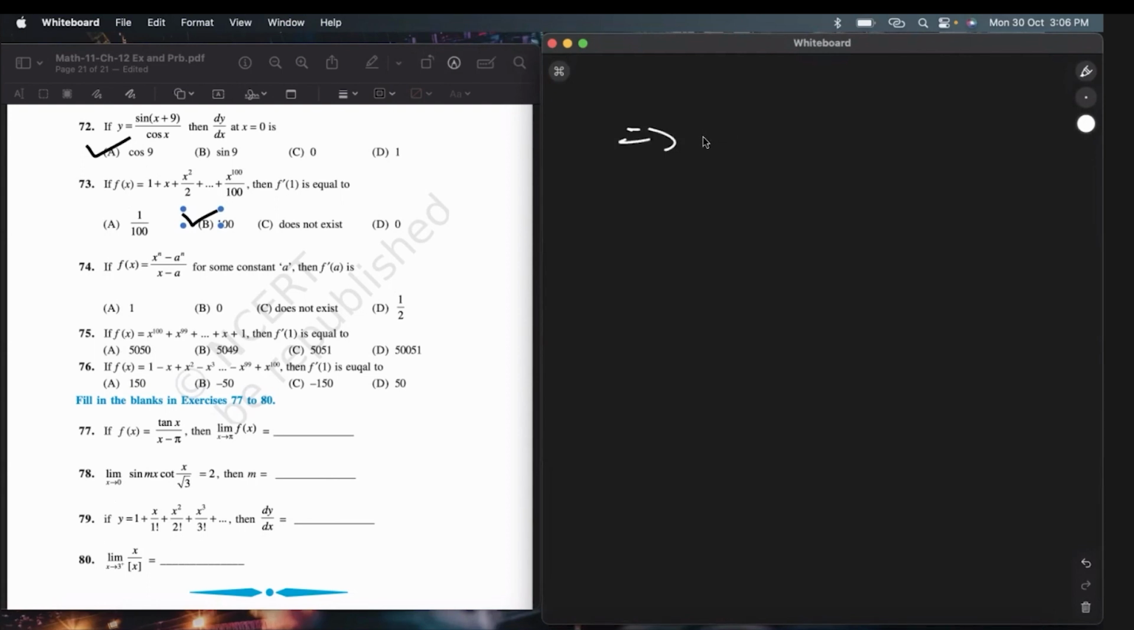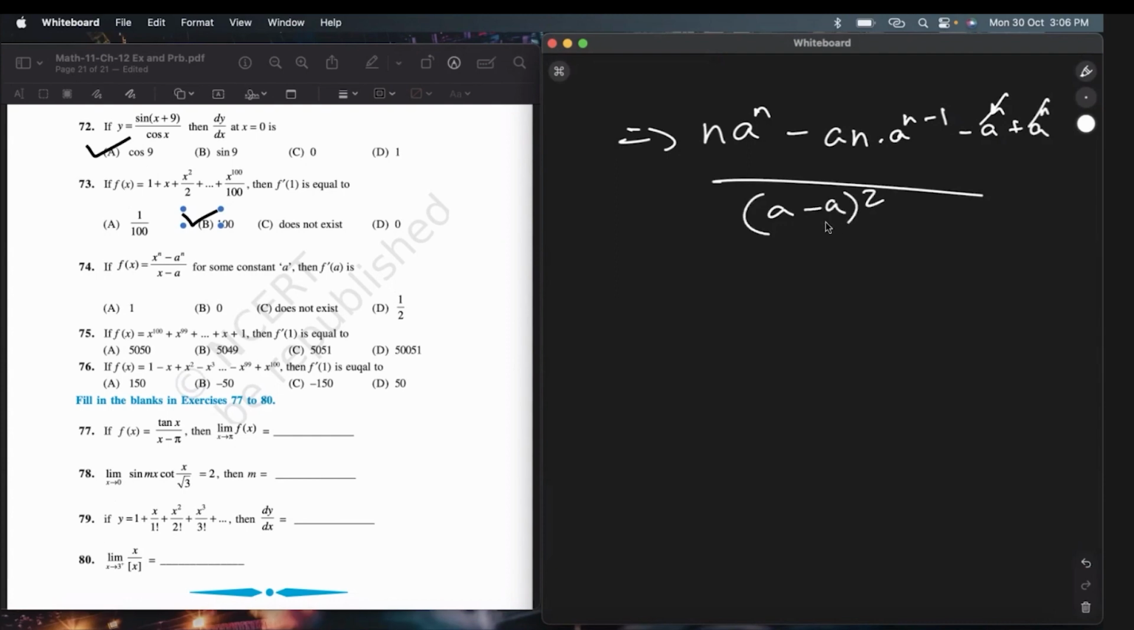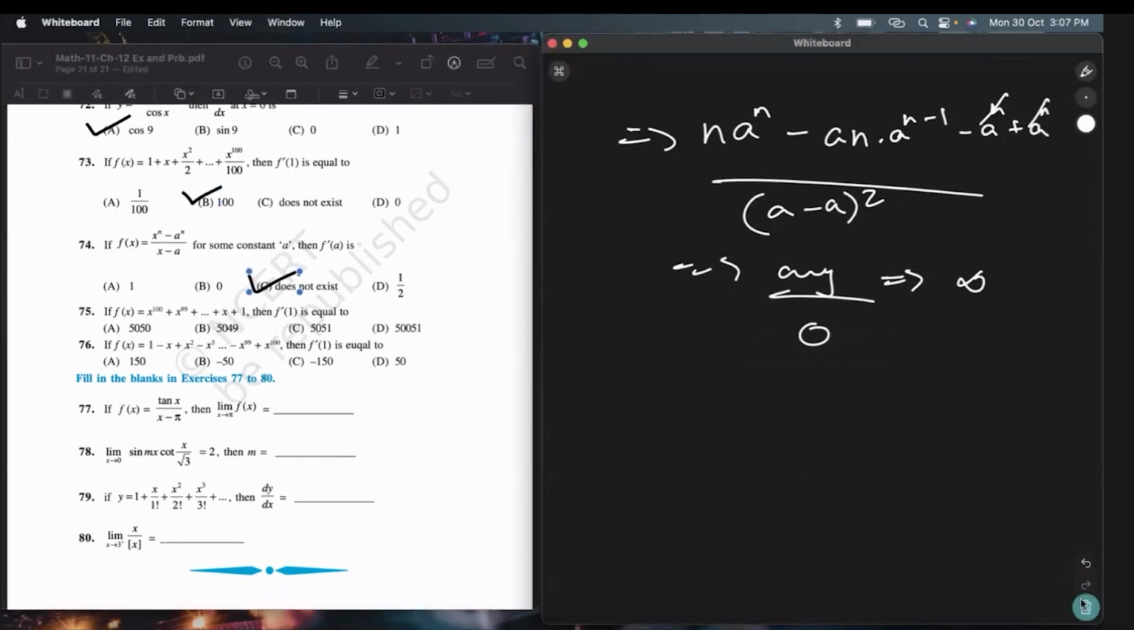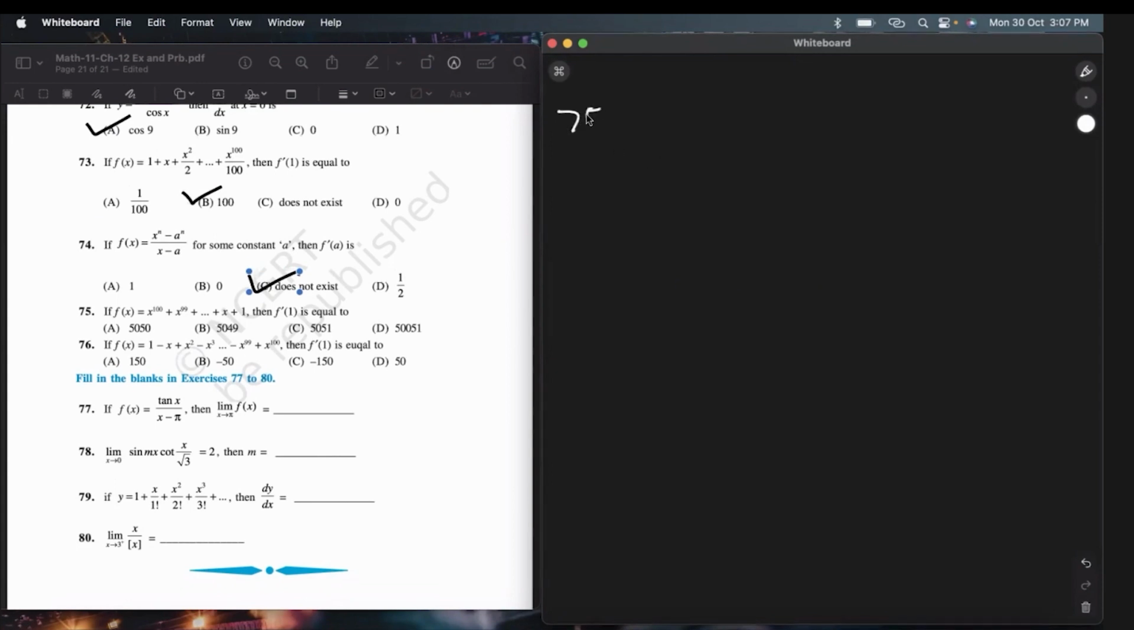What will I have? I have to put the value for x equal to a. So what am I left with? n a to the power n minus a times n a to the power n minus 1 minus a to the power n plus a to the power n, whole thing divided by a minus a whole square. Okay, so anything divided by 0 will return a value of what? Infinite. And here we can say that it does not exist. All right. Okay. So moving on to the next question. So I have question number 75 here.